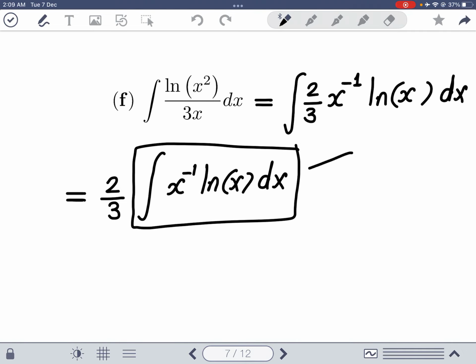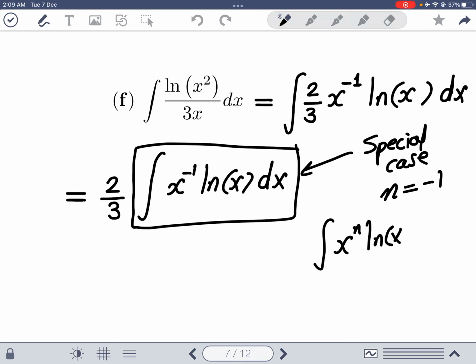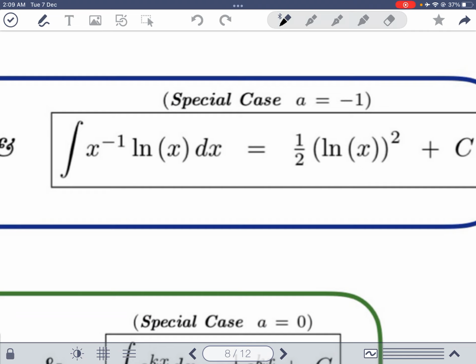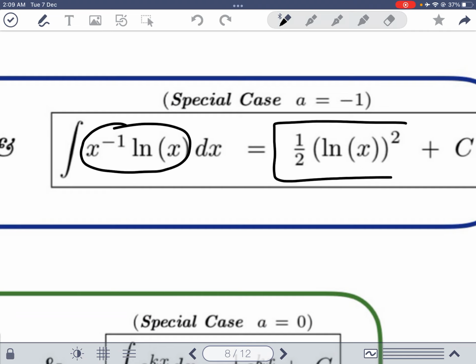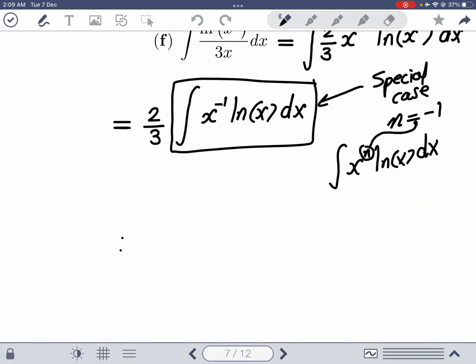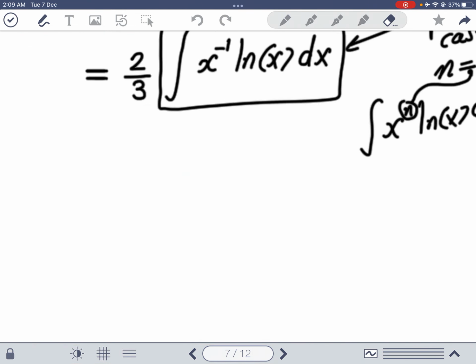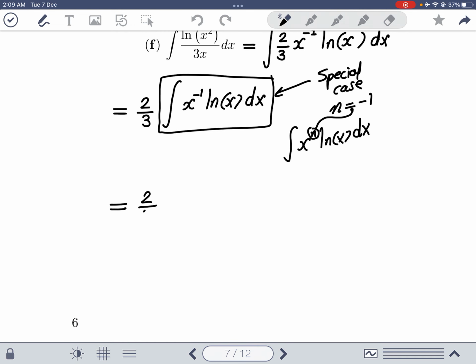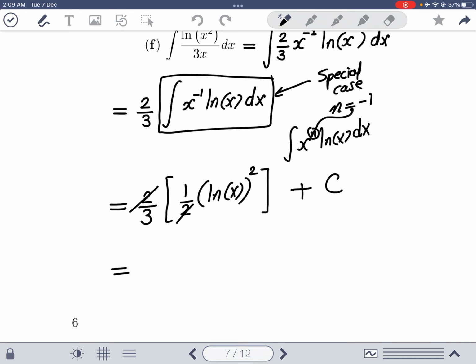Notice this is the special case when power n is negative 1. This is the integral of x to the n ln x dx, where n is negative 1. So what do we know? If you have x to the negative 1 ln x, then the integral is half ln x squared plus c. So this is equal to 2/3, and then the integral here is half of ln of x squared, and you'll put plus c outside, and now 2 cancels 2, and you get 1/3 ln of x, all of it squared, plus c.